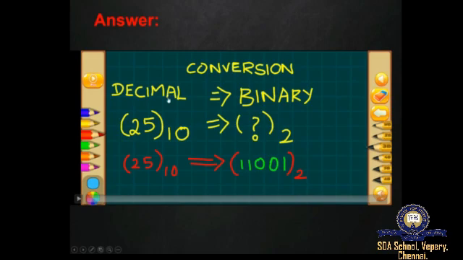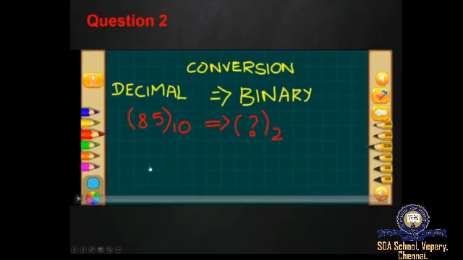What is our question? That is, we have to convert a decimal number to binary number. Our decimal number is 25, the base value 10, and we have to find the binary with base value 2. What we get from the decimal number 25 is 1, 1, 0, 0, 1. This is our answer for the question 1. Now we are going to move to question number 2.